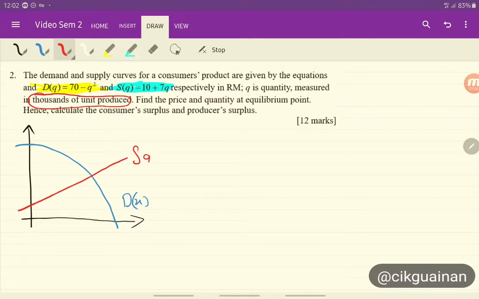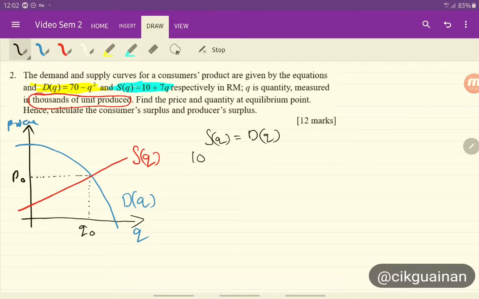So this is our S(Q). Oh, sorry, I used X. We must use Q. So this is the Q and this is the price. Now what we want to find is this one. We want to find Q naught and P naught. We can get this point when S(Q) intersects with D(Q), so what we can do is we let them be equal, like that.